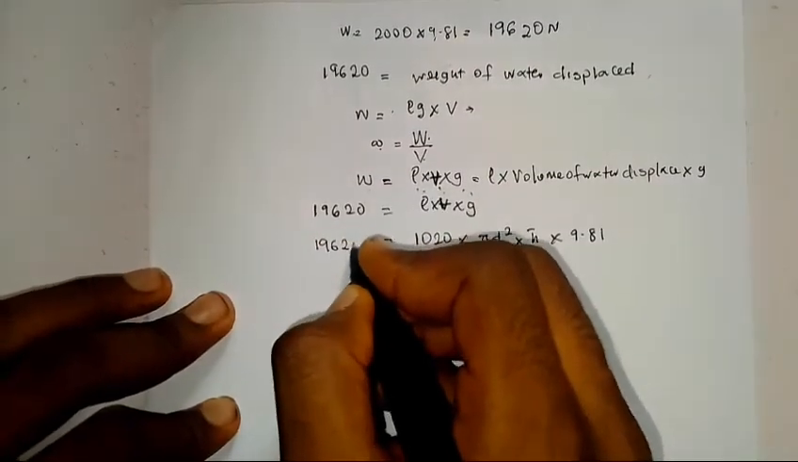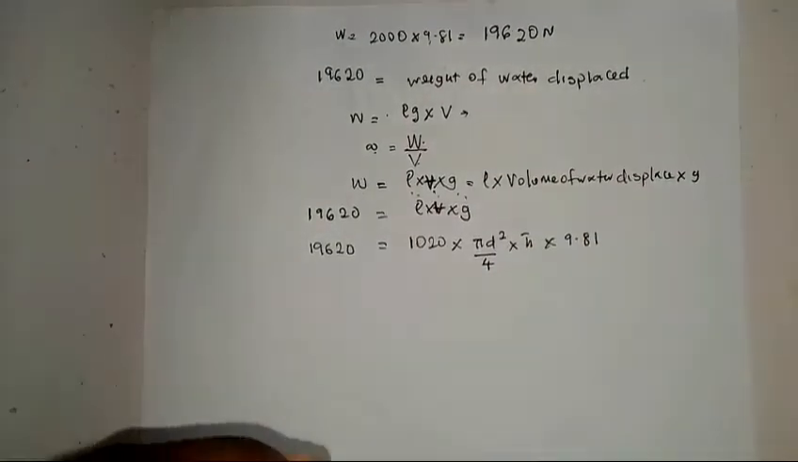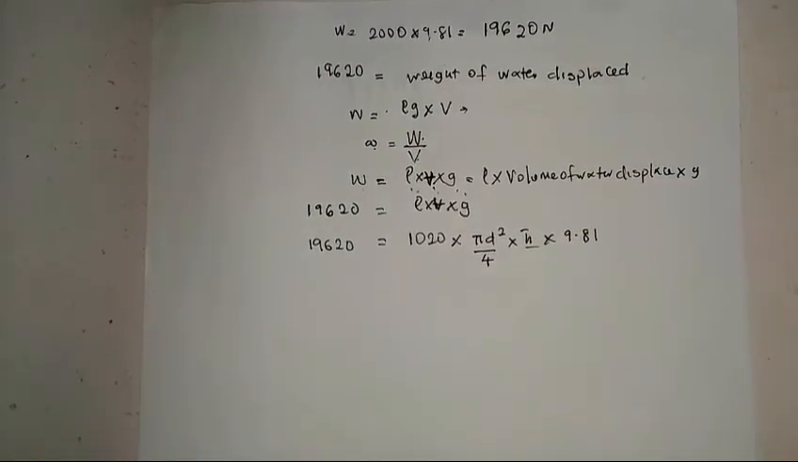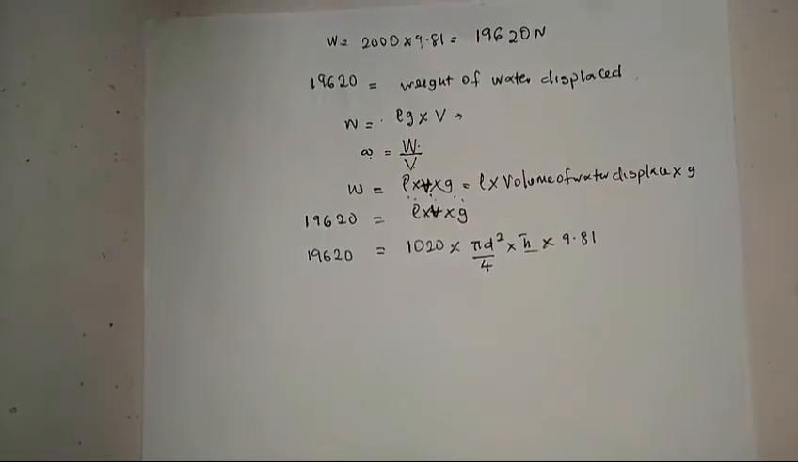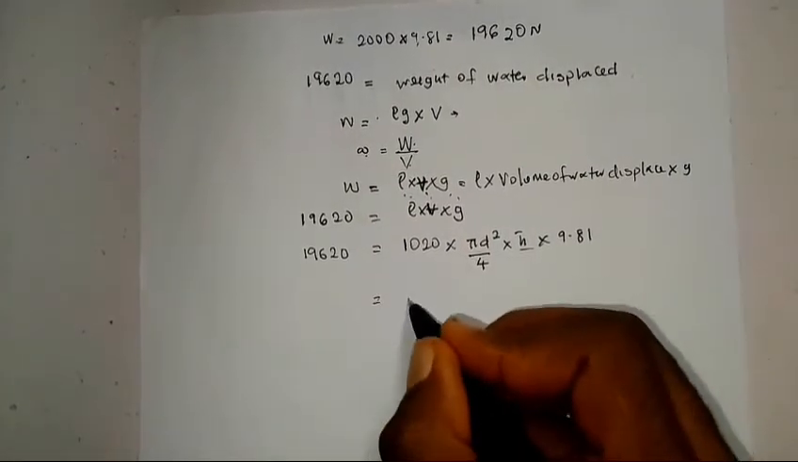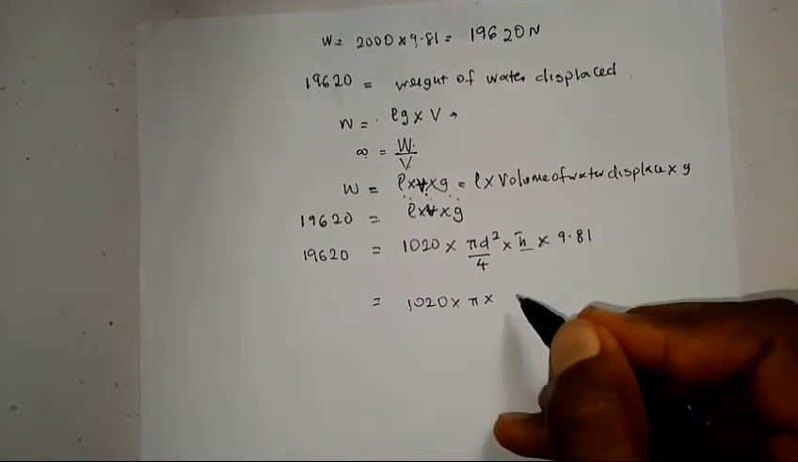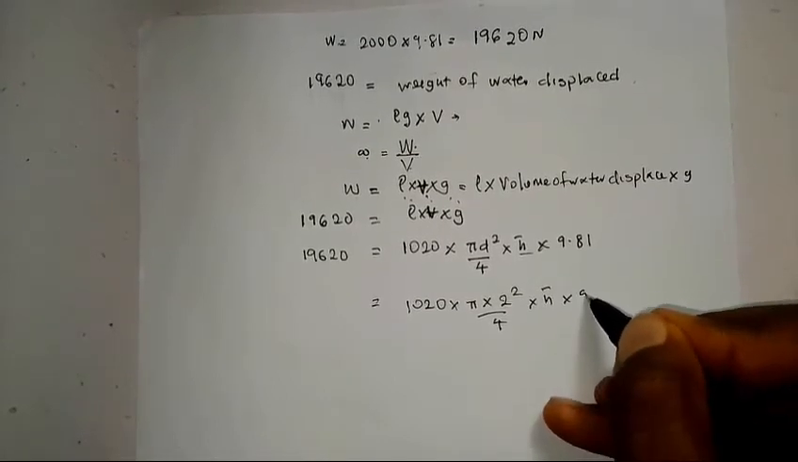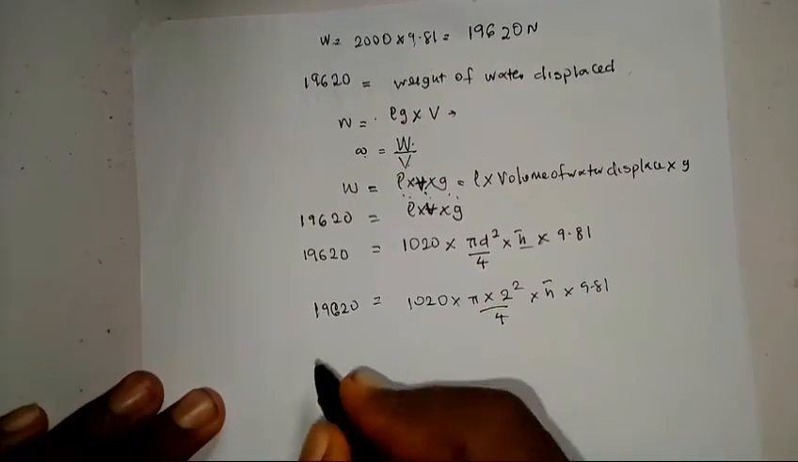We could calculate the volume of water displaced from here and put it in the equation, but what we actually want to calculate is h bar. Then we can easily get the distance between the center of buoyancy and the center of gravity, which is BG. So to calculate my h bar, I have 1020 times pi times my diameter, which they gave me as 2, squared, divided by 4 times my h bar times 9.81.